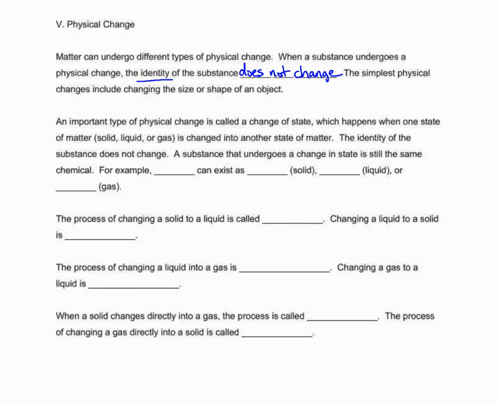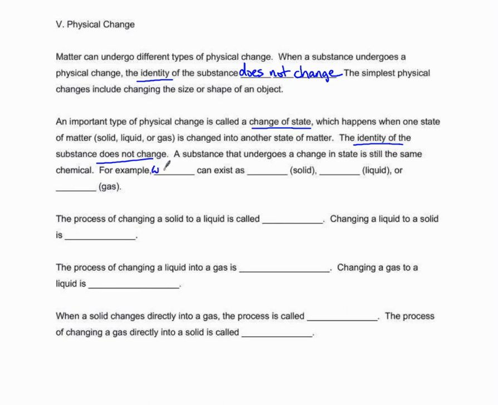An important type of physical change is what we call a change of state. Remember, we talked about the three states of matter in one of the previous videos. We had solid, liquid, and gas. A change of state is where a substance moves from one of those states to another. So, again, just like any other physical change, it's important to remember the identity of the substance does not change. It's still going to be the same chemical.